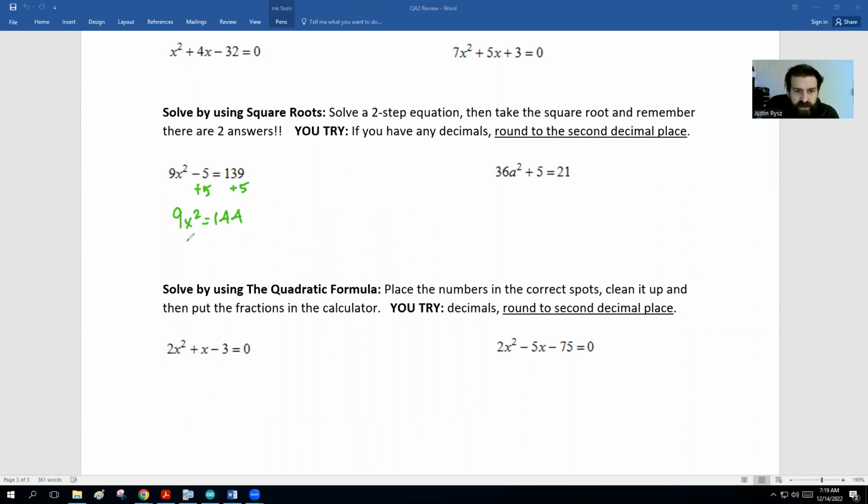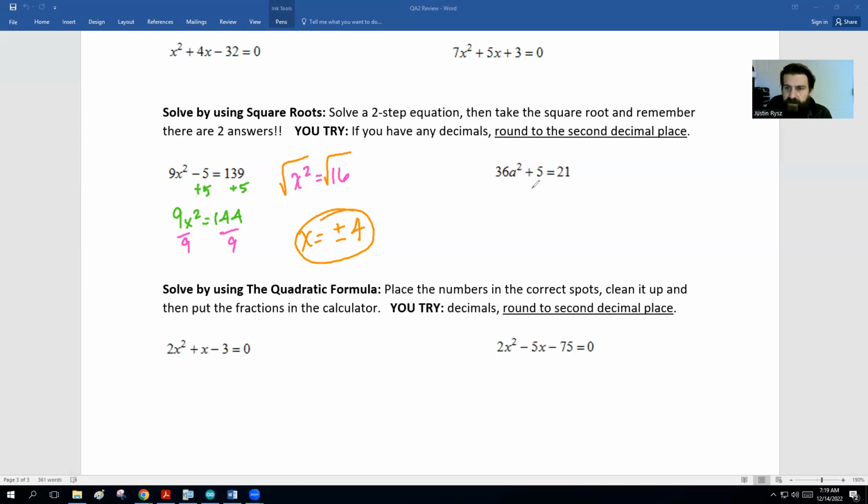The second thing we do is we divide by 9, and we get x squared is equal to, oh man, what is that? I don't feel like doing math this morning. Calculator time. 144 divided by 9, it's what, 16? All right, and then we take the square root. Whenever we take the square root, we just have to remember we get two answers, a positive and a negative, so we can use the plus or minus sign, and the square root of 16 is 4.